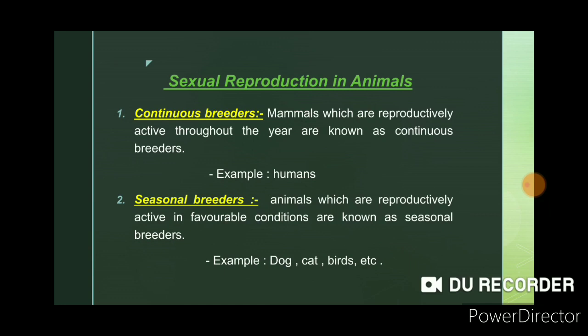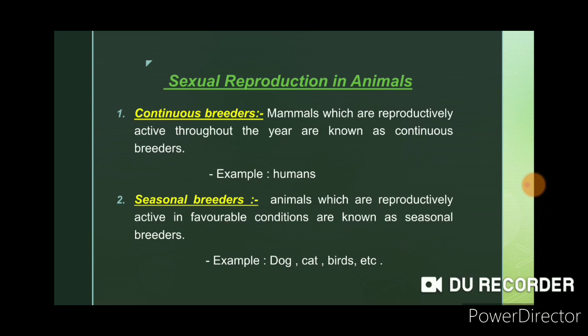Now, what does this actually mean? Continuous breeders means mammals that remain reproductively active throughout the year. They can give rise to their offspring any time throughout a year, so they are known as continuous breeders. The basic example is humans. Animals which are reproductively active throughout the year are known as continuous breeders.